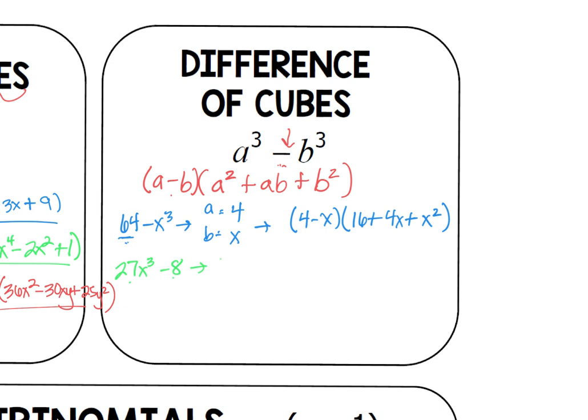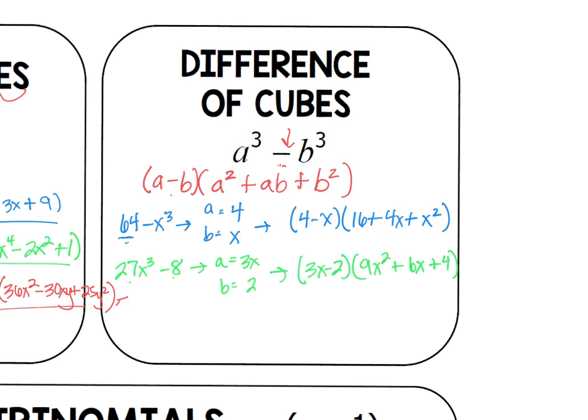Let's undo these cubes by cube rooting. The cube root of 27x cubed is 3x. The cube root of 8 is 2. So we start off with a minus b. That will be 3x minus 2. Then it's our a value squared. 3x times 3x is 9x squared. Plus a times b. 3x times 2 is 6x. Plus our b value squared, 2 squared is 4. And it's finished.